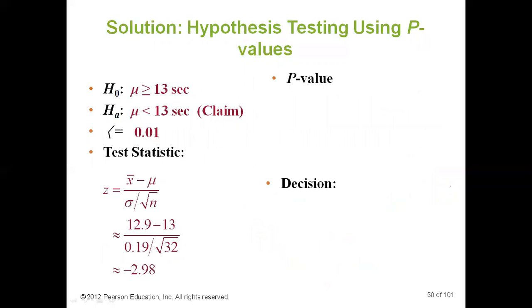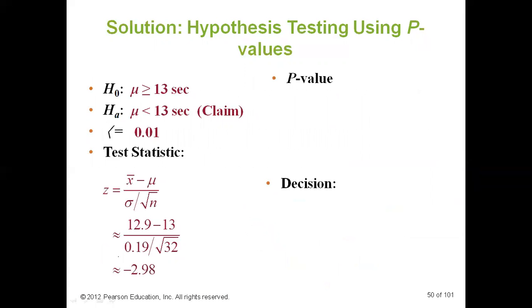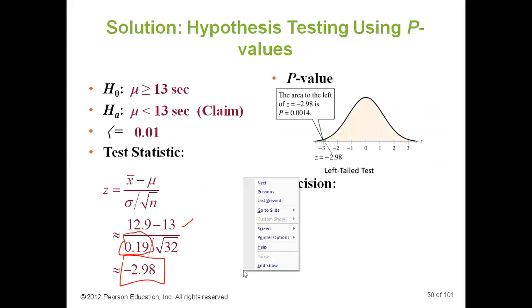After computation, you get the value of the test statistic z. After calculation, you are getting z equal to minus 2.98. Now you have to find the probability value of z equal to minus 2.98.